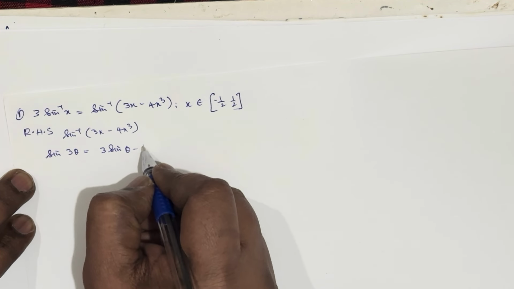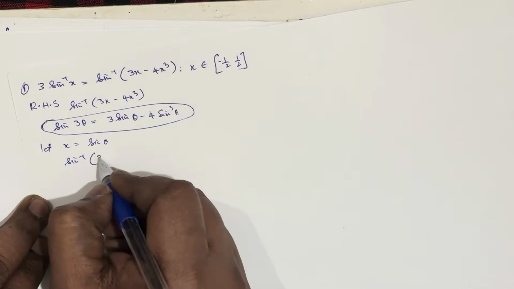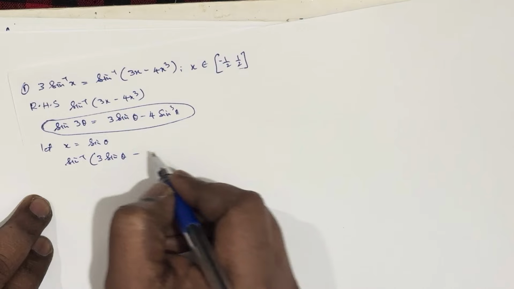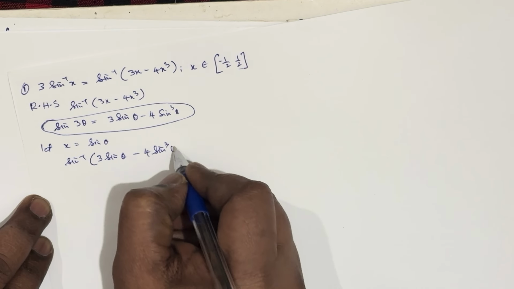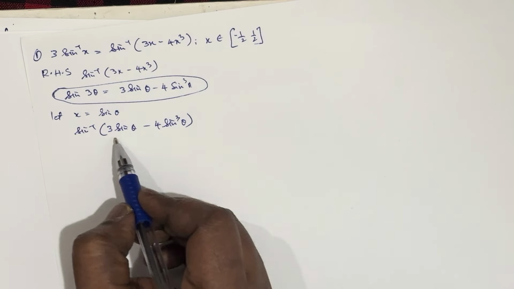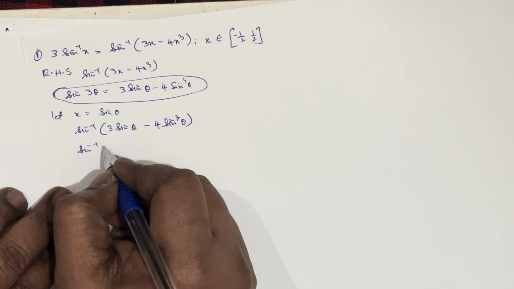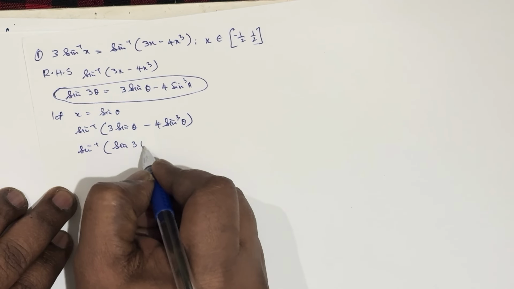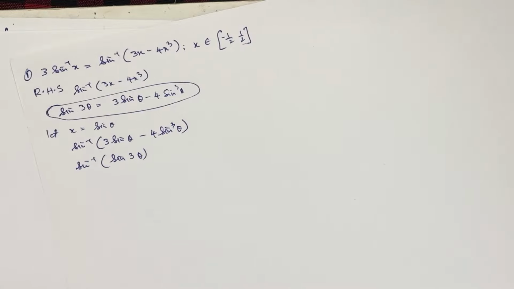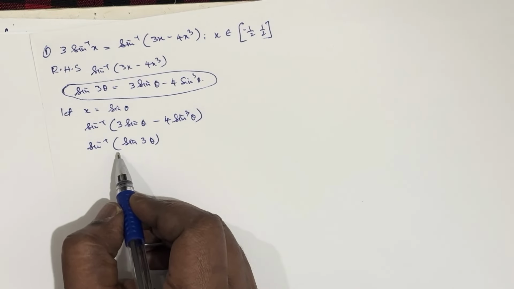Now if you take the value of x as sine theta, let's take x is equal to sine theta. So we get sine inverse of 3 sine theta minus 4 sine cube theta. Now this can be written as sine 3 theta. So sine inverse sine 3 theta.